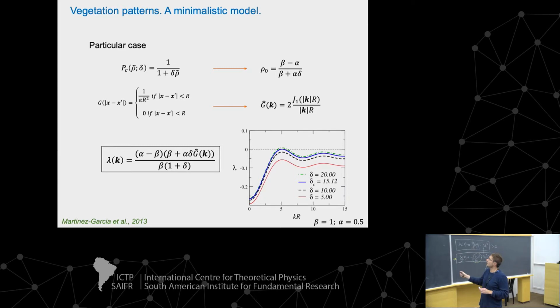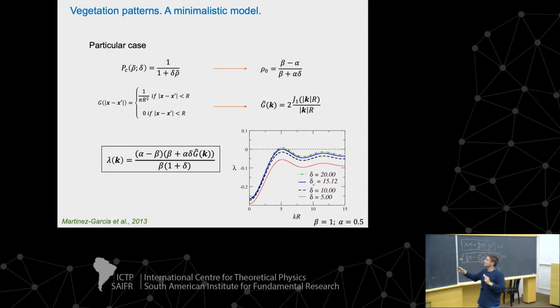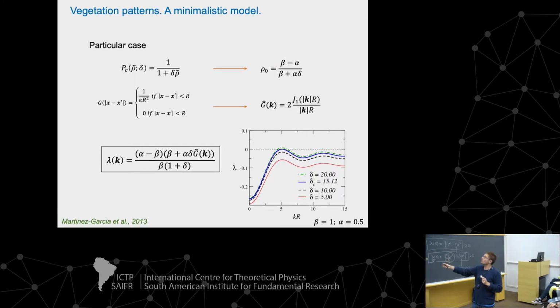And I can see how, as I regulate the amount of water, remember that this delta was the amount of water, I get a transition from not having patterns to having patterns. And something that is already interesting is that as I reduce the amount of water, remember that delta is the intensity of the competition, so the larger delta is, the less water I have, I find these patterns, because I find this lambda k becoming positive for some value.